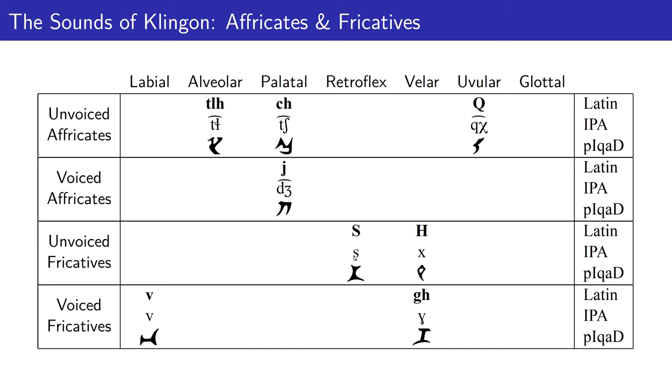Next, we have the affricates and fricatives. We begin with the Klingon letter TLH. This sound is an unvoiced alveolar affricate. This sound, incidentally, is the sound at the beginning of the word Klingon.